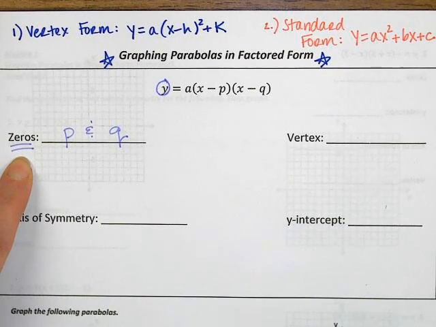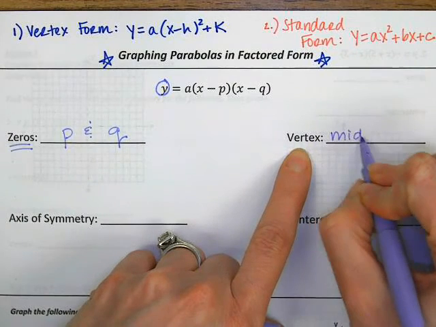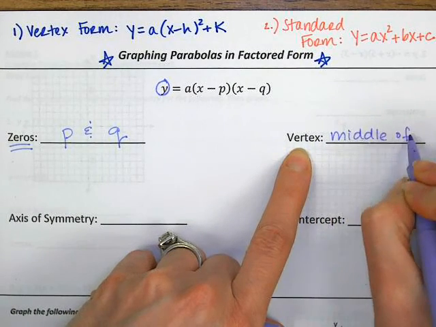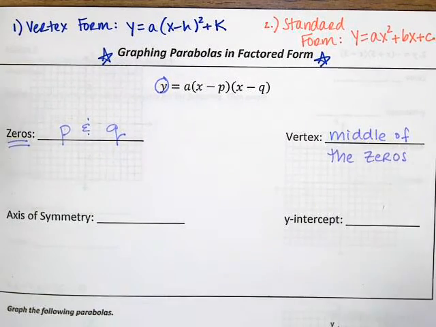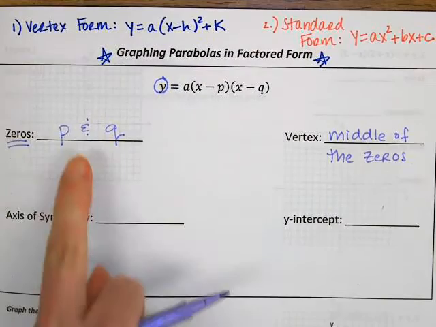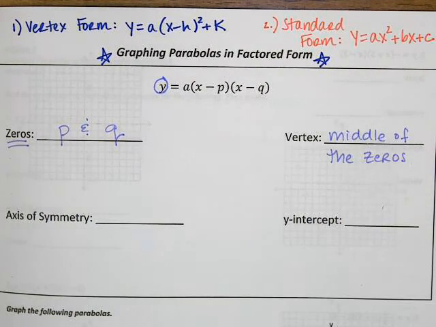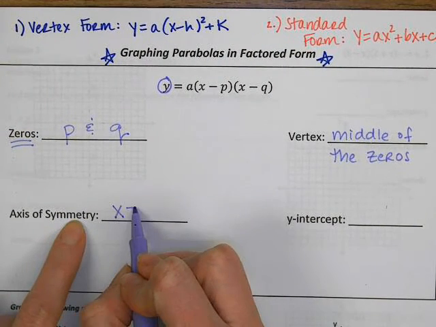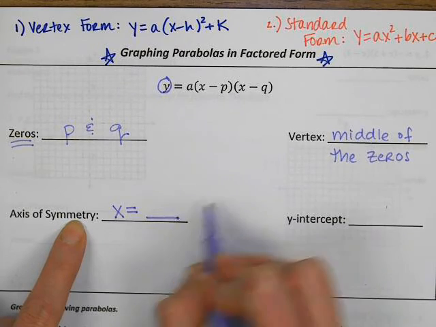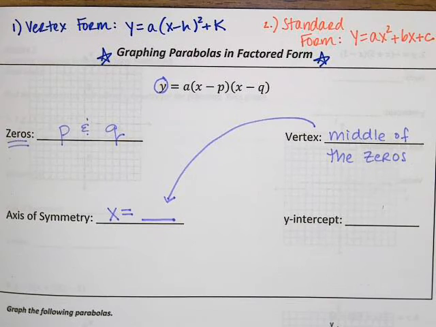And then the vertex is actually going to be right in the middle of the two zeros. And you're just going to have to wait to see us do one of those. So once you find the zeros, the vertex is going to be directly in the middle of them. And then the line of symmetry is still going to be x equals whatever the x value of the vertex is. Same thing.